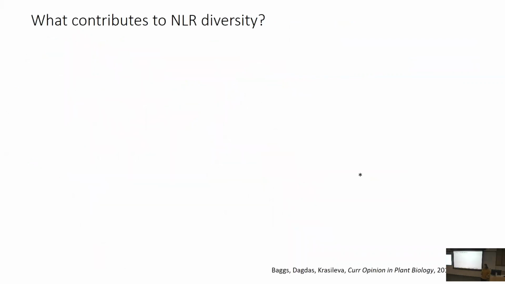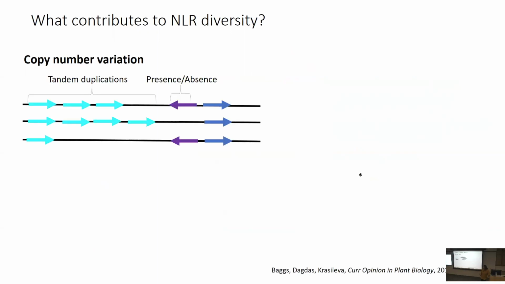And when we talk about the NLRs and we think about the functional immunity, we want to look at the NLR diversity, right? And again, I want to quickly summarize what's known to contribute to NLR diversity across species. And I'll tell you today two stories about these two different aspects. One is the copy number variation. As you've seen, NLRs can vary greatly in the copy number, and that's both due to tandem duplications in the genomes, but also presence-absence variation.